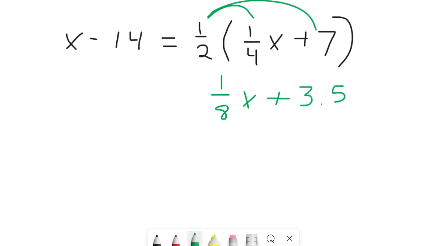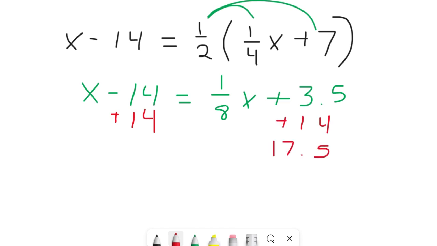So now we can get rid of the 14 from both sides. We're going to add it to both sides. 14 plus 3.5 is 17.5. That leaves us with x on one side. However, we do have 1/8 x that we have to get rid of. So we're going to subtract 1/8 x.